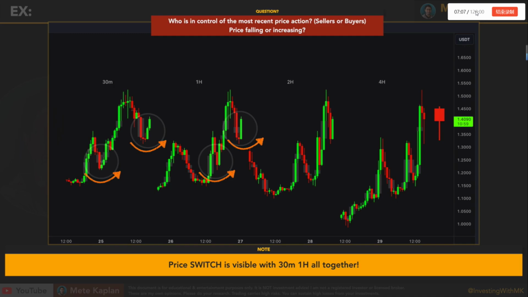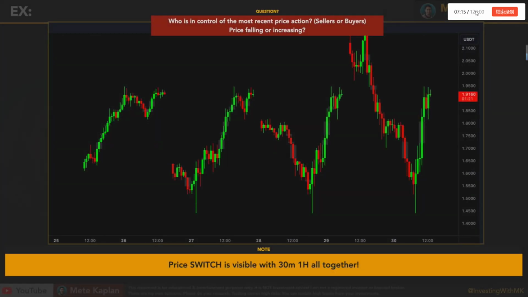And the question is always the same. Is the price right now, right at this moment, increasing or decreasing? Very similar chart here, one more time. Confirmation of price switch.